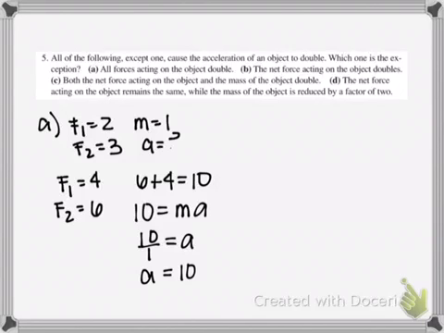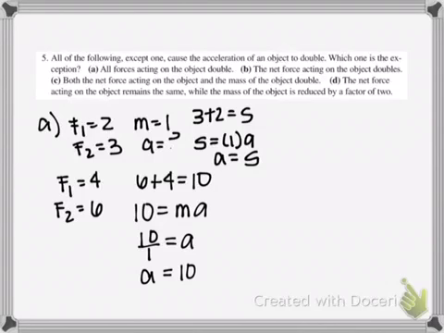Now, if I double my force 1 and I double my force 2, then I can do by the formula that my acceleration will be 10. Now, my original acceleration would have been 5 by doing the formula. So therefore, the acceleration did double, and that cannot be an answer choice.